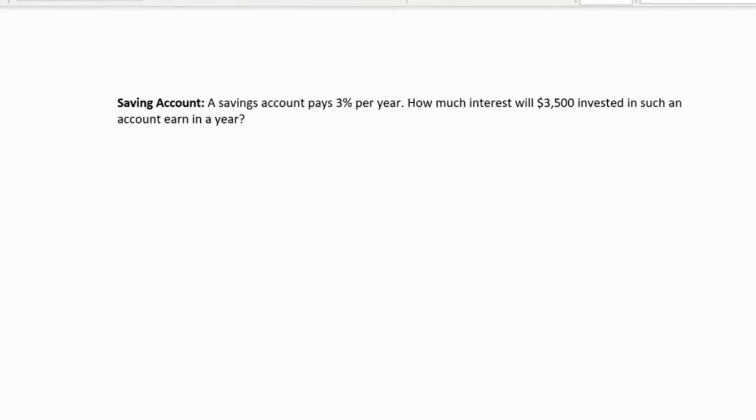In this question, we're given a savings account example, and the question states that a savings account pays 3% per year. How much interest will $3,500 invested in such an account earn within a year?